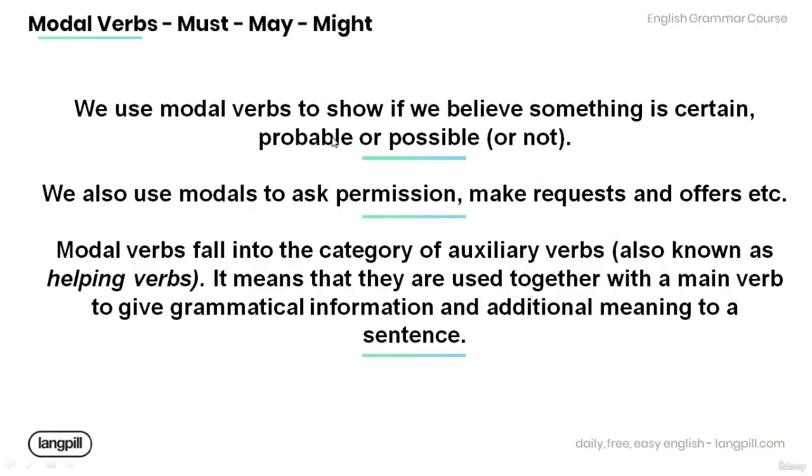Now we use modal verbs to show if we believe something is certain, probable, or possible, or not. Remember that we use modals to ask permission, make requests and offers, etc. Modal verbs fall into the category of auxiliary verbs, which are also known as helping verbs. It means that they are used together with the main verb to give grammatical information and additional meaning to a sentence.